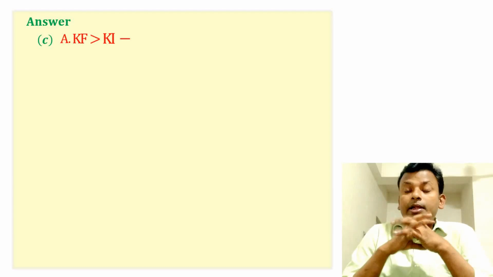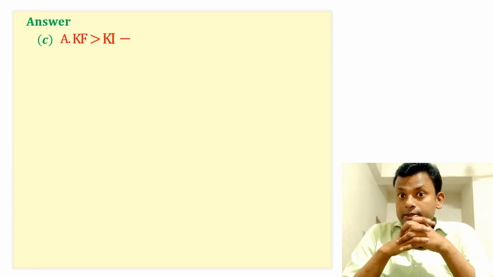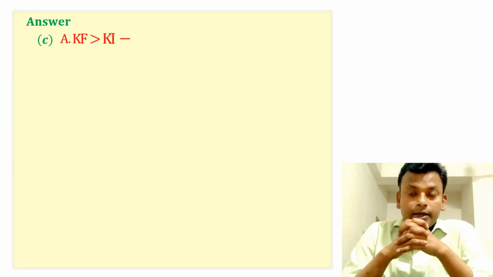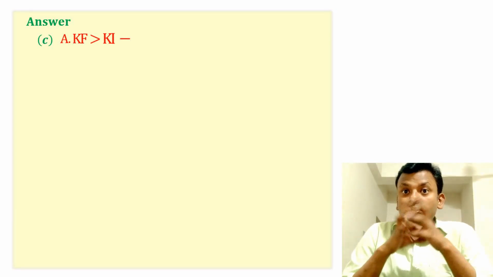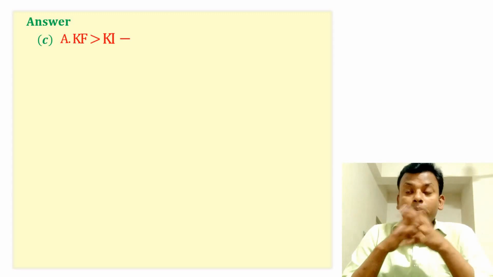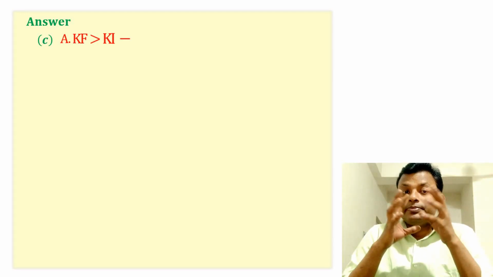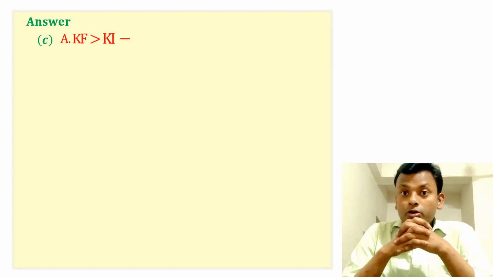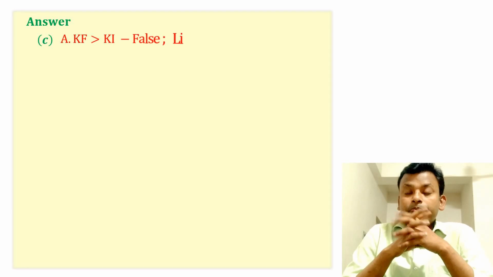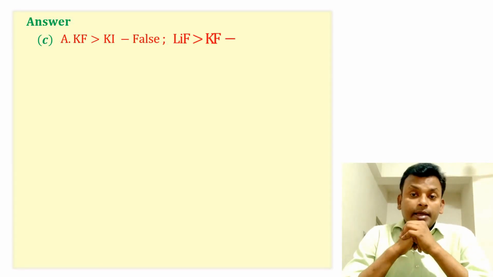A, KF greater than KI. Here iodine is bigger in size, so we know that size of anion is directly proportional to covalent nature. So KI has more covalent character than KF. So that is false. B, LiF greater than KF.